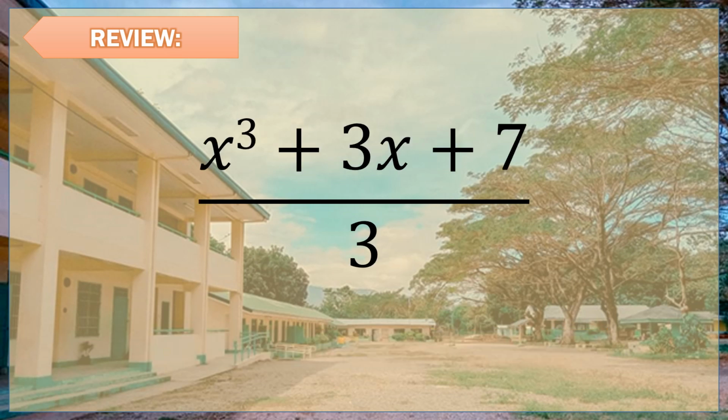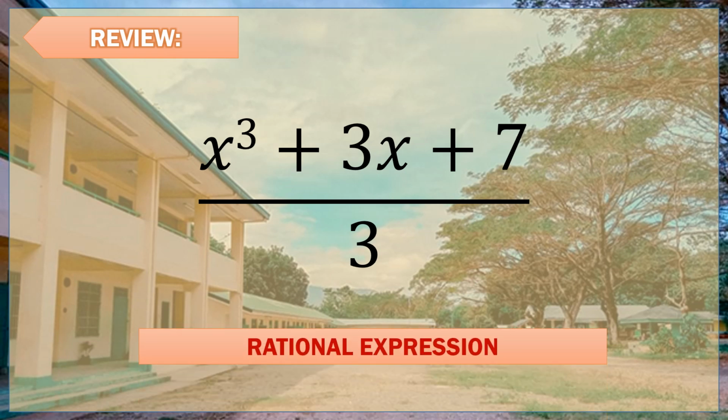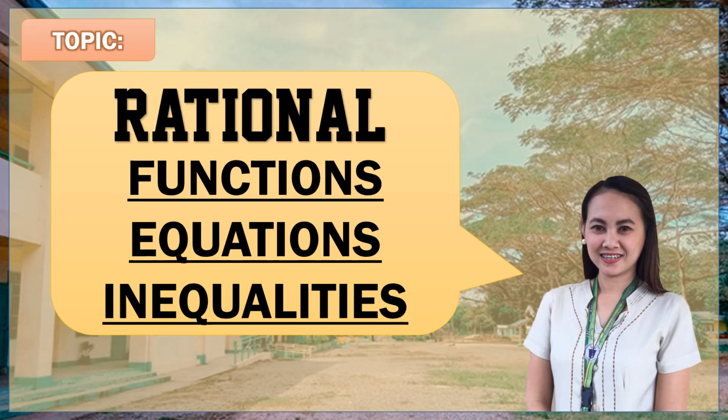Next, let's have x cubed plus 3x plus 7 all over 3. Is it a rational expression or not? Correct. That is a rational expression because it is written in ratio form, our numerator has a variable, and the numerator and denominator are polynomials. So, let's jump into our topic, which is rational functions, equations, and inequalities.